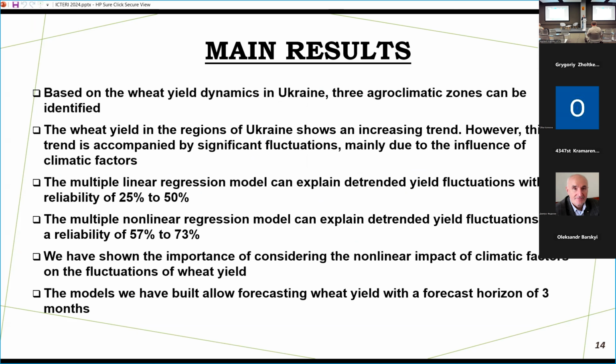57% to 73%. We have shown the importance of considering the nonlinear impact of climatic factors on the fluctuation of wheat yield. The model we have built allows forecasting wheat yield with a forecast horizon of 3 months.